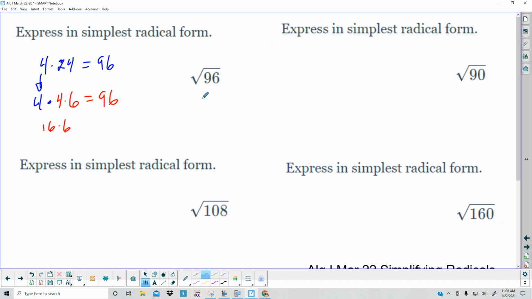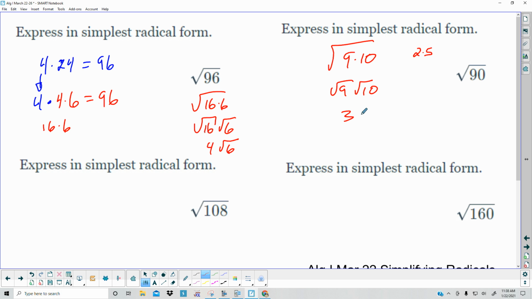So this is the square root of 16 times 6. Break them, 16, 6. Square root of 16 is 4. The square root of 6, there you go. 90. That's 9 times 10. And 10 is just made up of 2 and 5, so that doesn't help to break it apart. So then split it, square root of 9, square root of 10, 3 square root of 10.